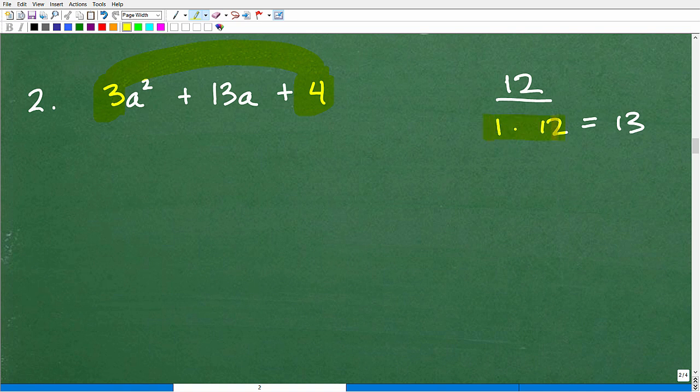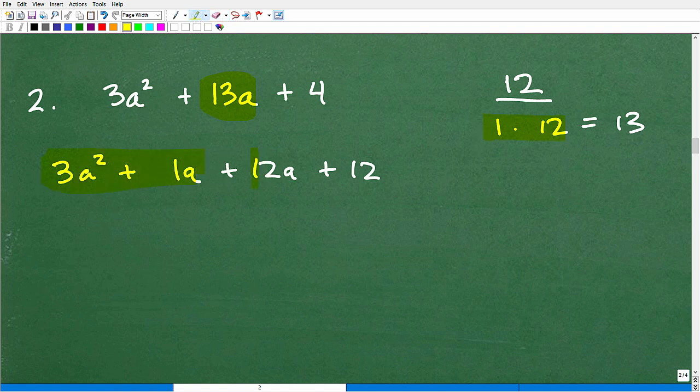All right, so I'm going to use these guys to rewrite 13a. Okay, so which way will we do it? Well, we know that 4 and 12 have factors in common. So we'll write this out this way: 3a squared plus 1a plus 12a plus 4. I'm writing out my 13a as the sum of 1a plus 12a. Okay? We're just following the procedure.